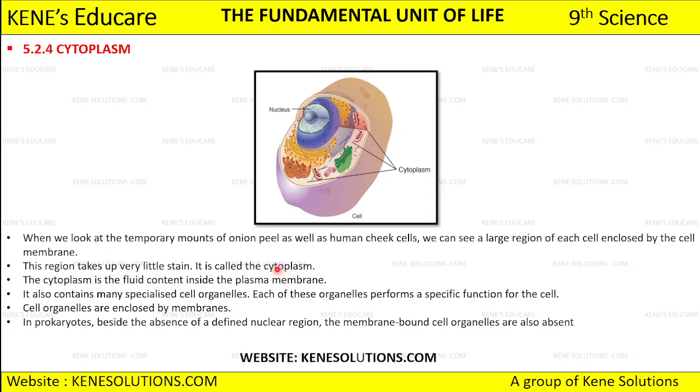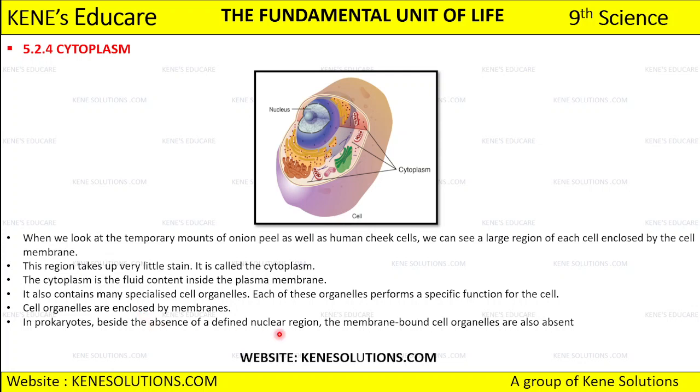क्या बोलते हैं हम उसको, साइटोप्लाज्म. Now cytoplasm is not any organelle, it is a fluid content जो हमारे plasma membrane यानी कि cell membrane में present होता है. साइटोप्लाज्म क्या है? Cytoplasm is the fluid content which is present inside the plasma membrane and it also contains many specialized cell organelles. तो हमारे साइटोप्लाज्म में और भी बहुत सारे specialized cell organelles present होते हैं which perform their own functions.